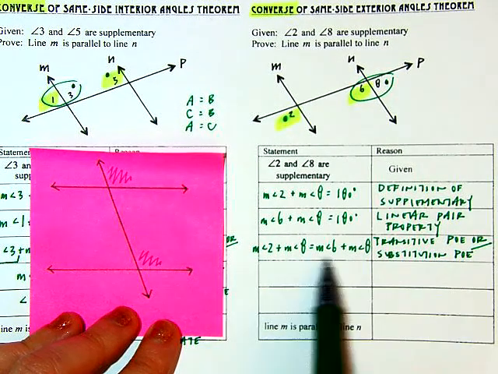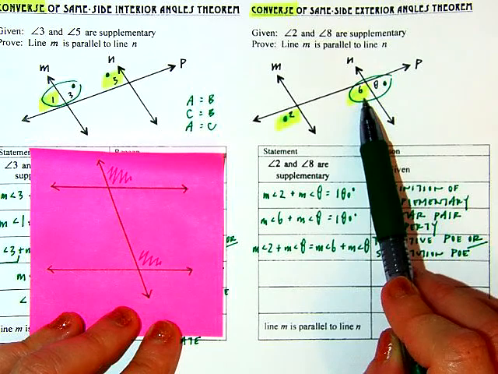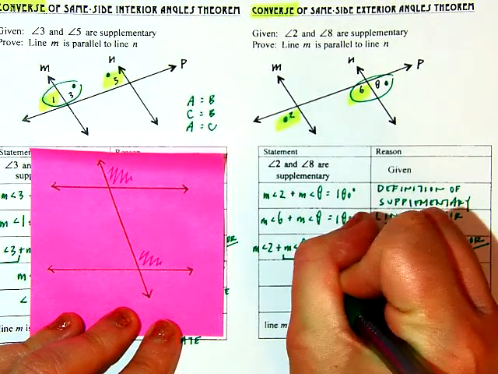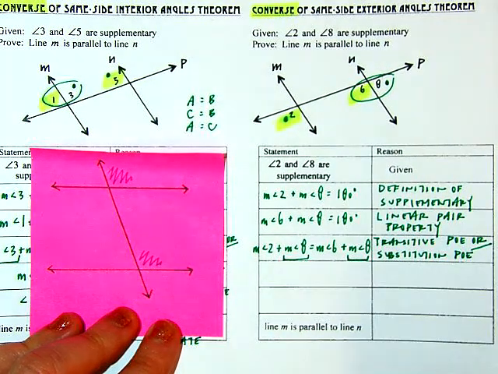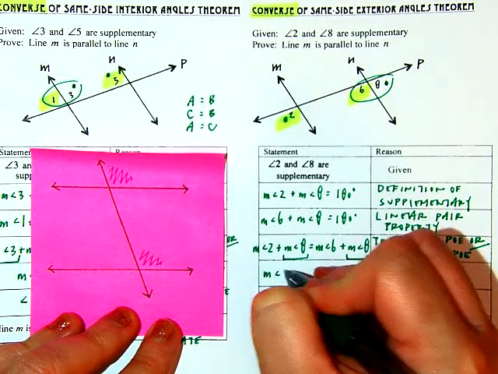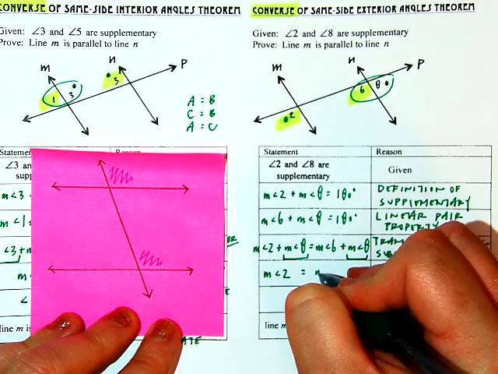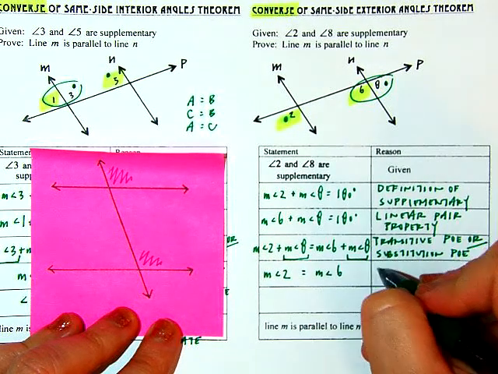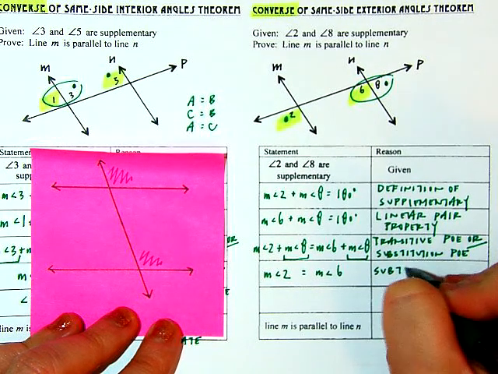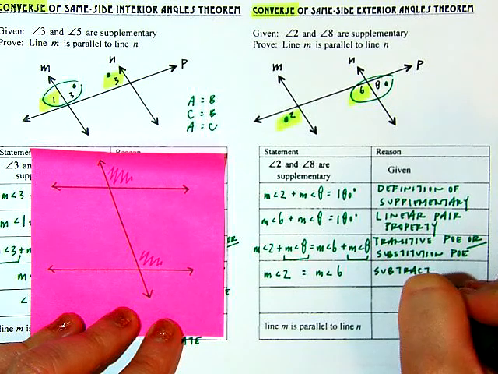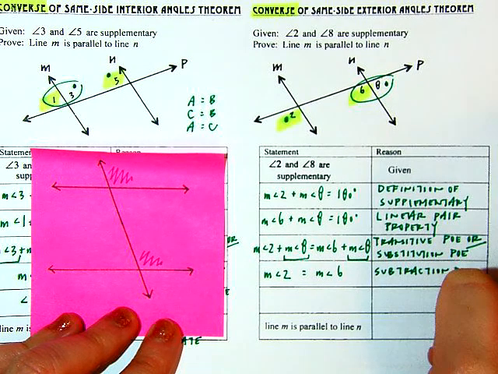So looking at where I am now and where I want to be, well, I can subtract away that measure of 8. Now the measure of 2 equals the measure of 6. And I got there using subtraction. So subtraction property of equality.